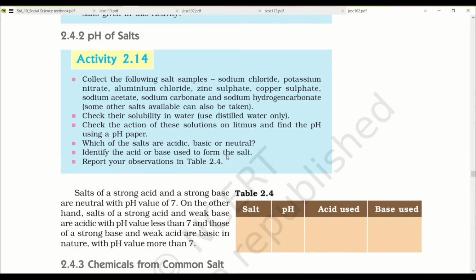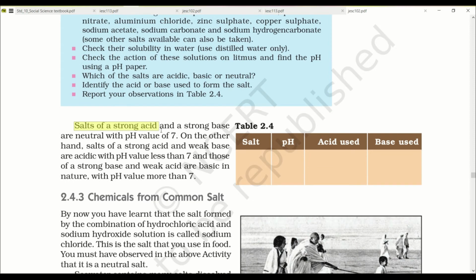Now let's study the pH of the salt. Salts of strong acid and strong base are neutral with pH value of 7. So when we do a neutralization reaction and your reactants are a strong acid and a strong base, the pH of the salt you obtain will be neutral. But on the other hand, when you take a strong acid and a weak base, the salt produced will be acidic with pH value less than 7. And of a strong base and weak acid, the salt produced will be basic with pH value more than 7.